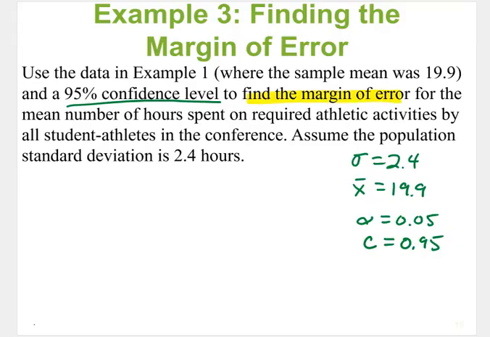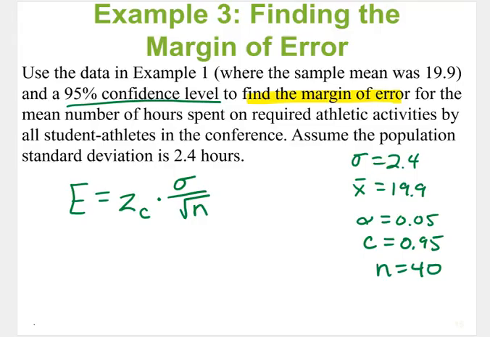Okay, so if you're finding the margin of error, the first thing you should do is write down the formula for the margin of error. So let's start there. So the margin of error equals the critical value for that confidence interval, times sigma divided by the square root of n. And n is 40, and that we got from example 1 as well.